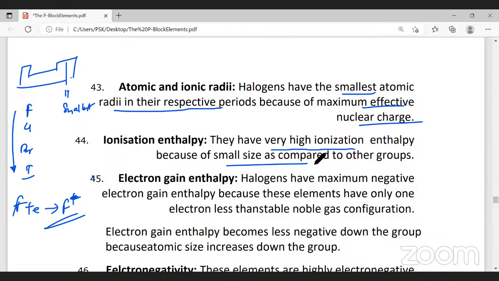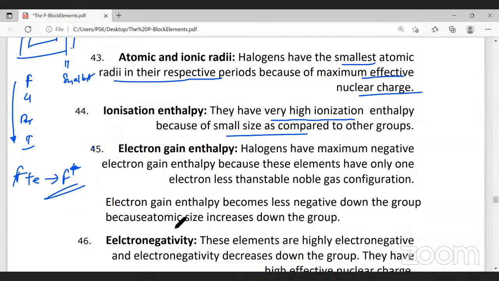Next, electron gain enthalpy. Electron gain enthalpy is otherwise called electron affinity. In the general trend, halogens have maximum negative electron gain enthalpy because these elements have only one electron less than the stable noble gas configuration. Electron gain enthalpy becomes less negative down the group because atomic size increases down the group.